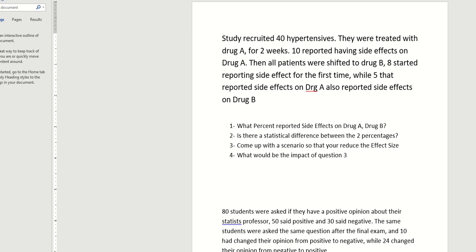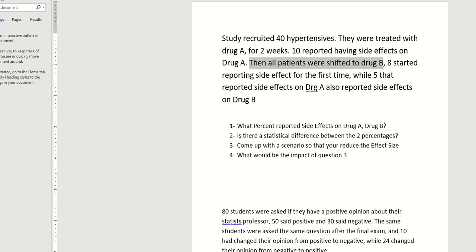Well, it says a study recruited 40 hypertensive individuals. They were treated with drug A for 2 weeks. So when they were treated with drug A, 10 reported having side effects and obviously 30 did not. Then all patients were shifted to drug B. So you see, when you hear that, you know that we're going to test the same people twice, and thus we're going to have a paired testing. Okay, and when it's a paired testing, it's a paired t-test or the McNemar.